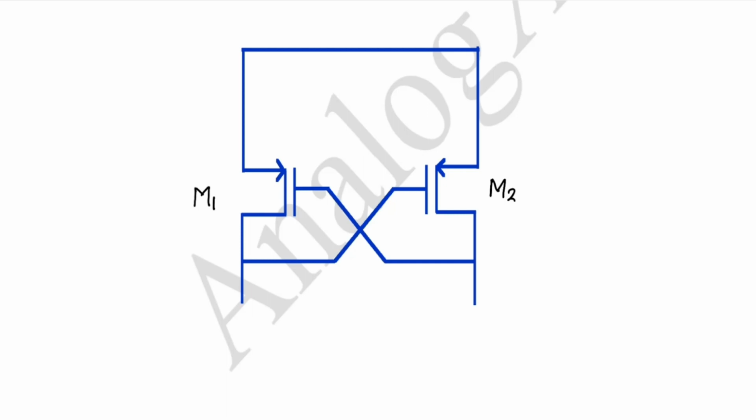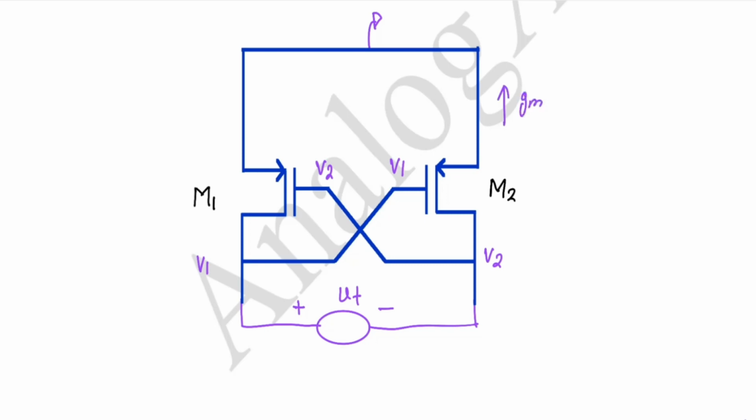For that we will apply a test voltage here. I am applying this test voltage of polarity plus minus, and this will be small signal ground. Suppose I am assuming this node voltage is V1 and this one is V2. So the gate voltage of M2 will be V1, and the gate voltage of M1 will be V2.